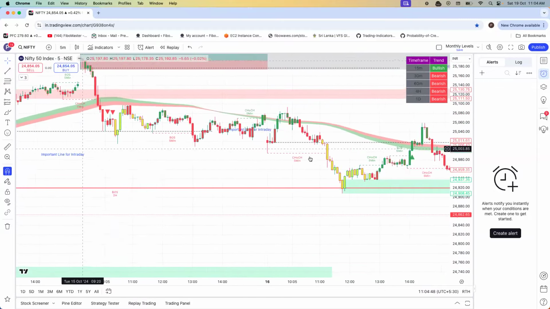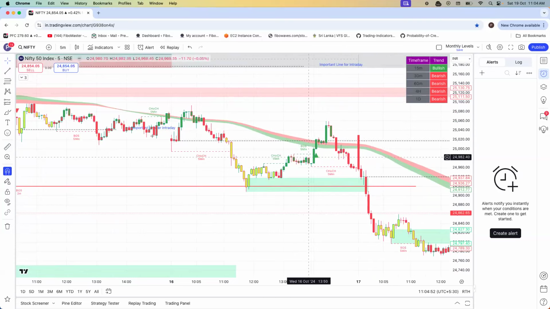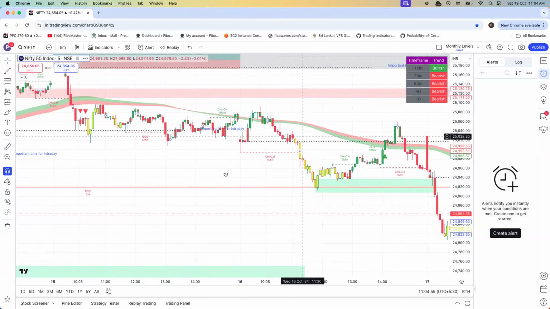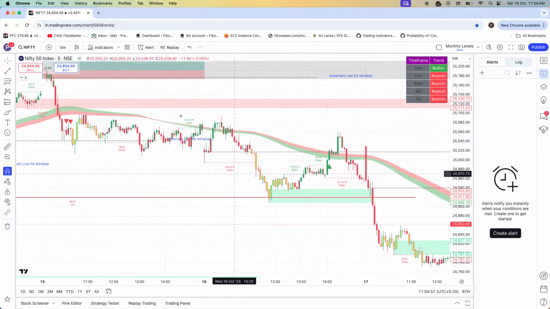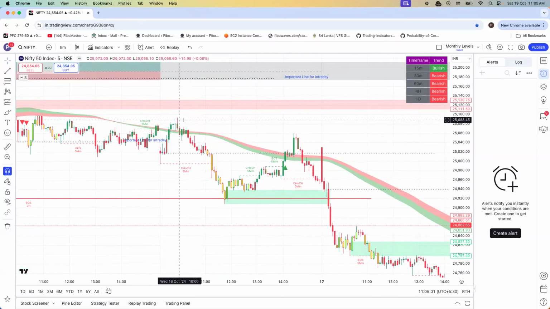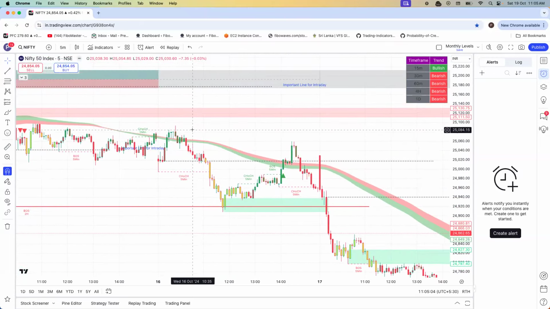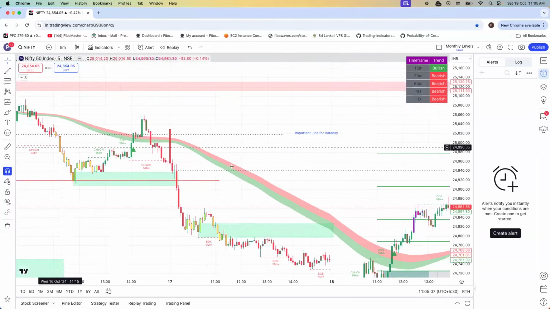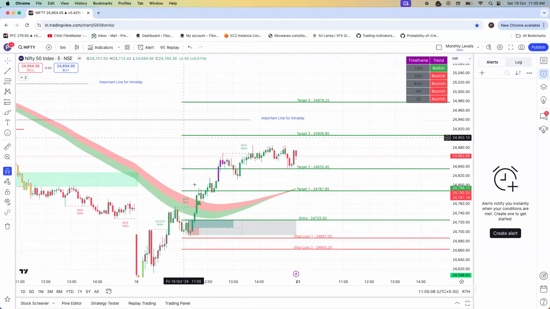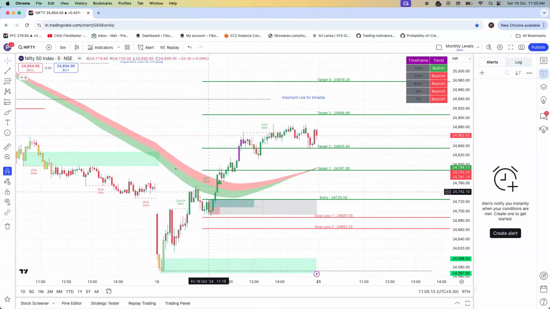What if the stock goes out of the cloud? When the stock is moving away from the cloud, we have to look out for only a single target, not more targets. In this case, red is on the top and green is on the bottom, which means we have to expect targets at only two levels.